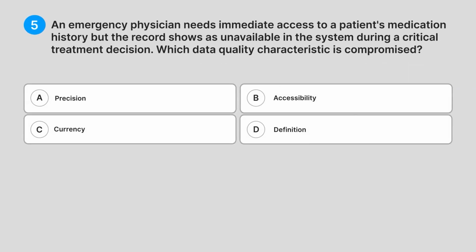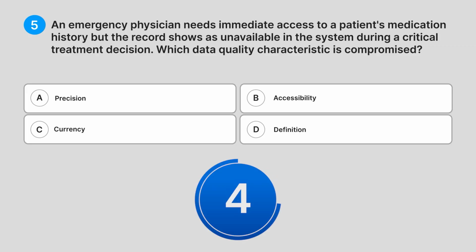5. An emergency physician needs immediate access to a patient's medication history, but the record shows as unavailable in the system during a critical treatment decision. Which data quality characteristic is compromised? A. Precision, B. Accessibility, C. Currency, D. Definition. Can you guess the answer?